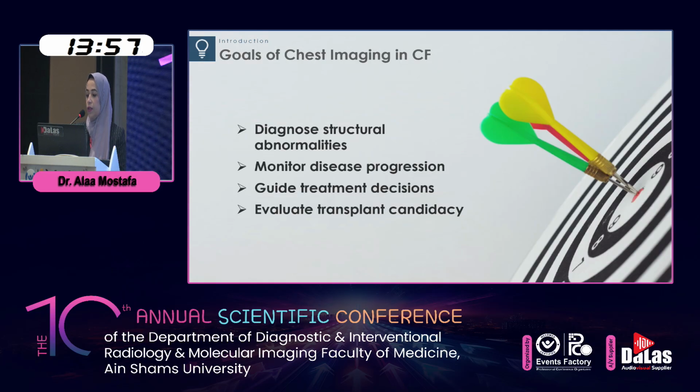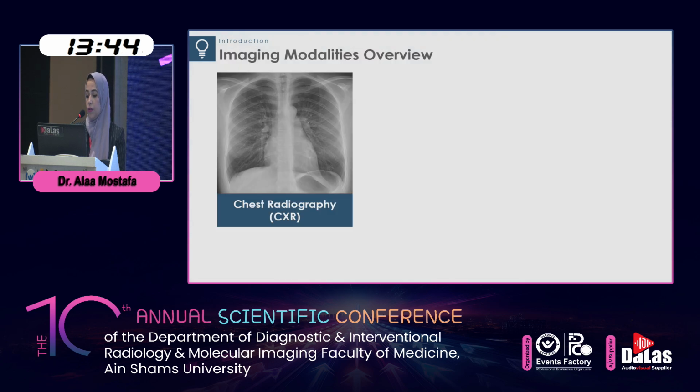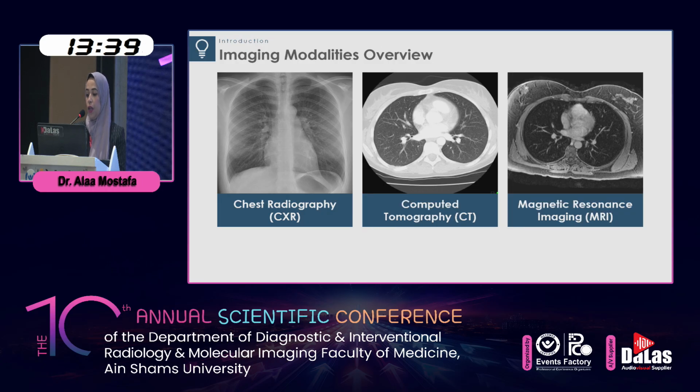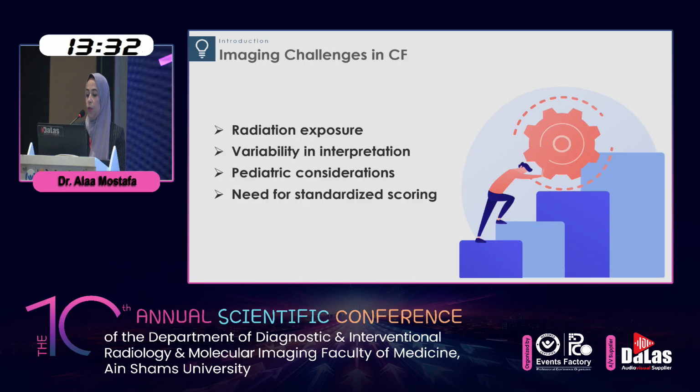Imaging helps us detect structural changes, monitor progression, guide treatment, and evaluate transplant readiness. It's a cornerstone of cystic fibrosis management. We will explore three main imaging modalities: chest radiography, computed tomography, and MRI, each with unique strengths and limitations in cystic fibrosis care, as well as new emerging technologies. Imaging challenges in cystic fibrosis include radiation exposure, variability in interpretation, and the need for pediatric-friendly protocols. Standardized scoring systems help address these issues.